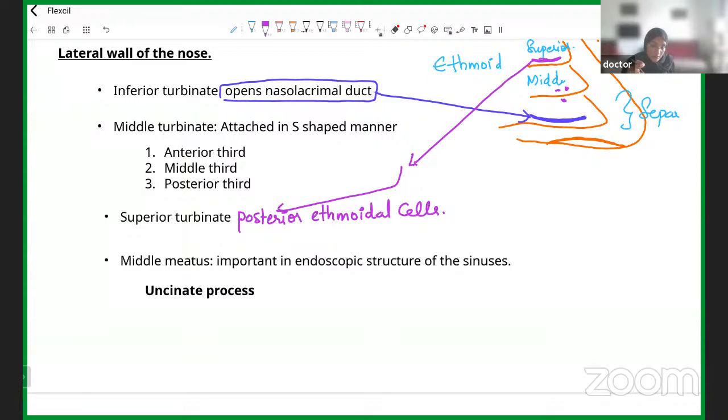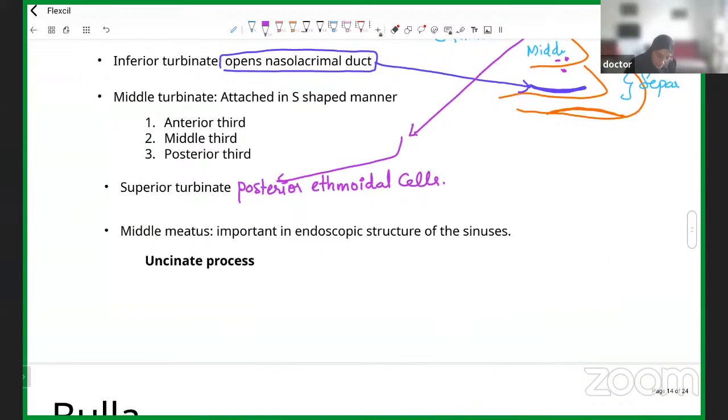We have middle meatus, which opens into the middle concha, and it has the opening of middle ethmoidal sinuses along with frontal and maxillary sinuses. So we have superior meatus that opens into the superior concha. It is an opening of posterior ethmoidal sinuses. Apart from that, we have sphenoethmoidal recess.